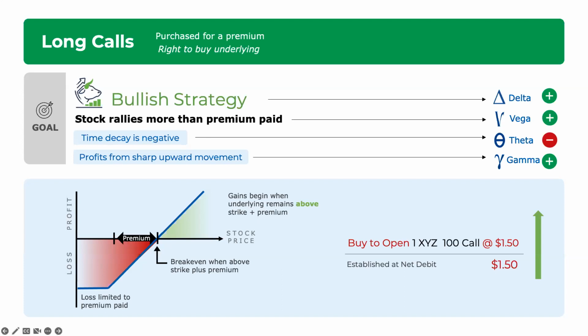All right. So the goal that I wanted you to take away from this is knowing the negative impacts that are inherent of long options, or in this case, a long call, and what we can do to maximize on that, which is theta.